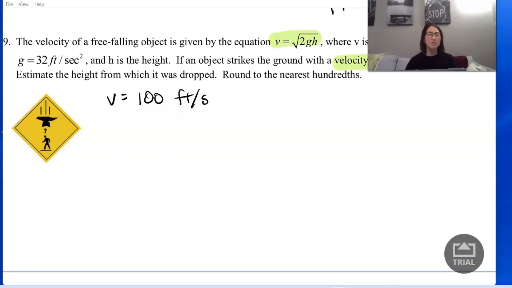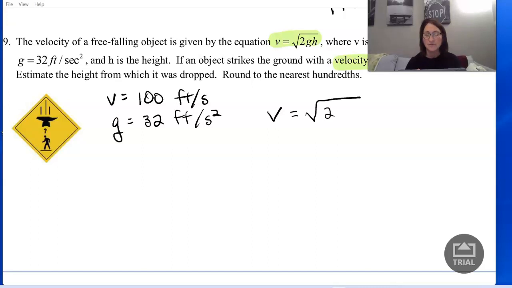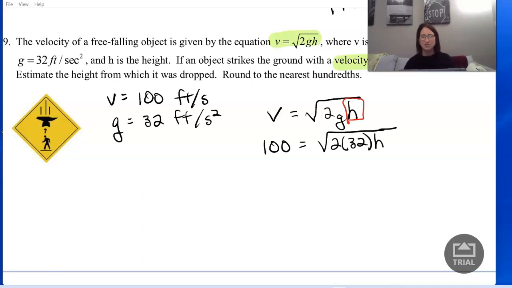Okay, so we know what our velocity is. We know what our gravity is. That was given to us. That's 32 feet per second squared. Our formula is v equals the square root of 2gh. I want to figure out h. So I need that h out of that radical. All right, I can do this. So I'm going to plug in 100 for v. I'm going to plug in 32 for g, and then I'm going to figure out h.